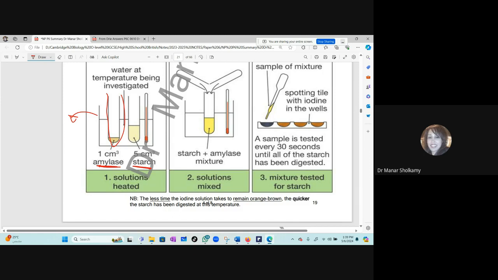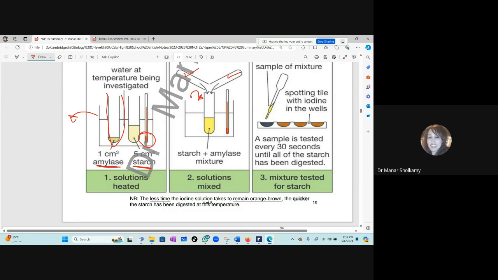I will use at least 3 temperatures: cold, warm, hot. Okay, I'll put it in this thermostatically controlled water bath for 5 to 10 minutes until it reaches equilibrium. I can monitor the temperature using a thermometer. After that, I'm going to mix the two test tubes together and put it back in the water bath so that the temperature doesn't change.